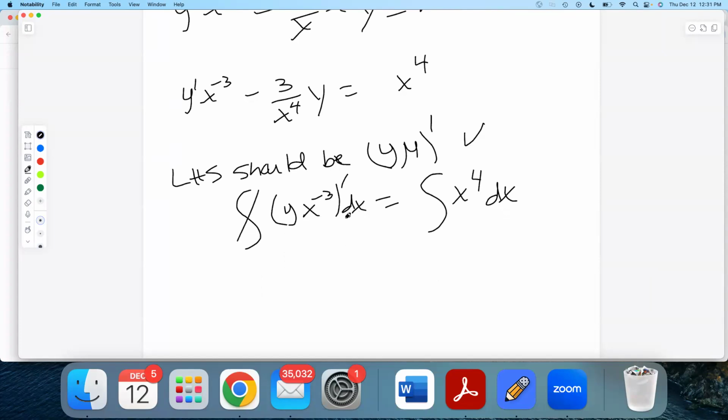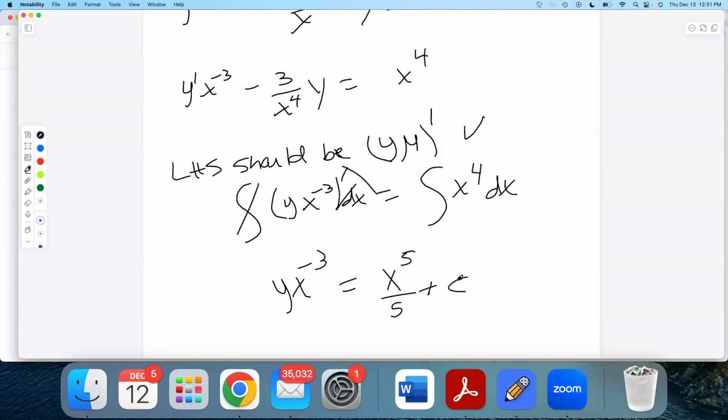Then the antiderivative and the derivative cancel out, leaving just y times the integrating factor every time. On the right side, we just do that antiderivative, x to the 5th over 5 plus c. This is the moment when you put in your plus c. If you put it in at any other moment, the whole thing's going to be wrong.